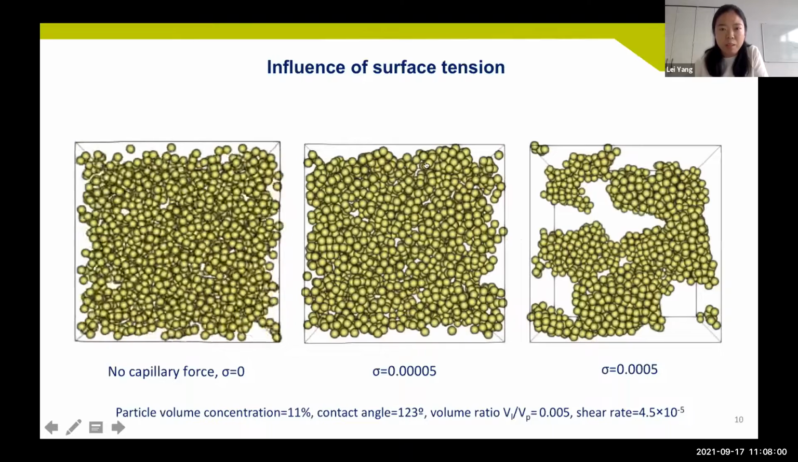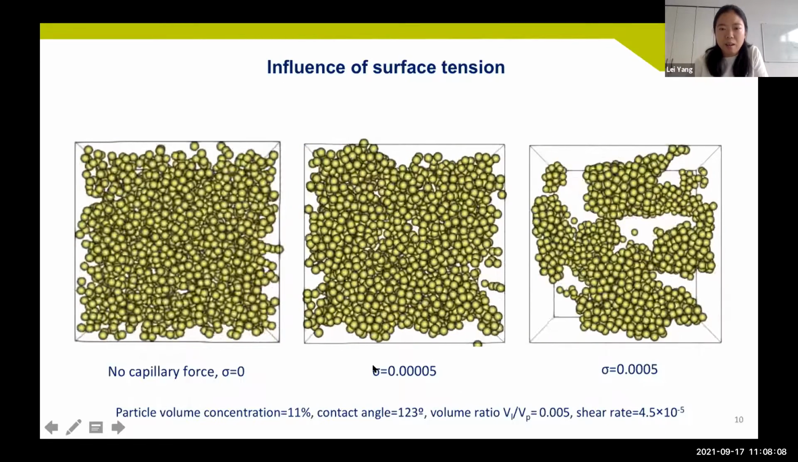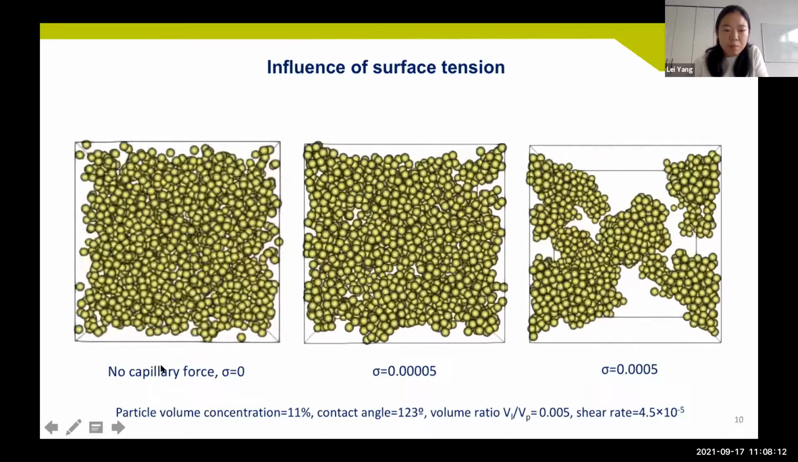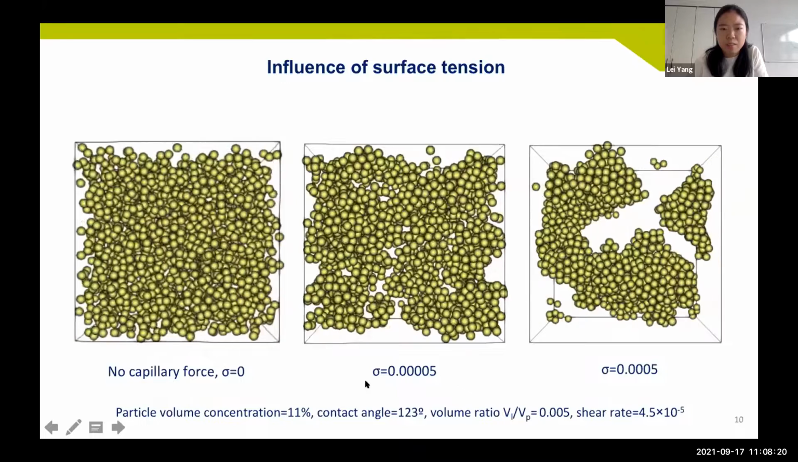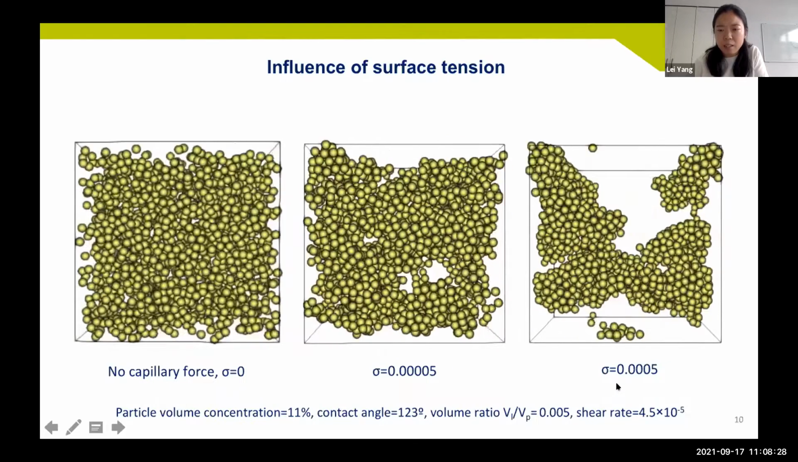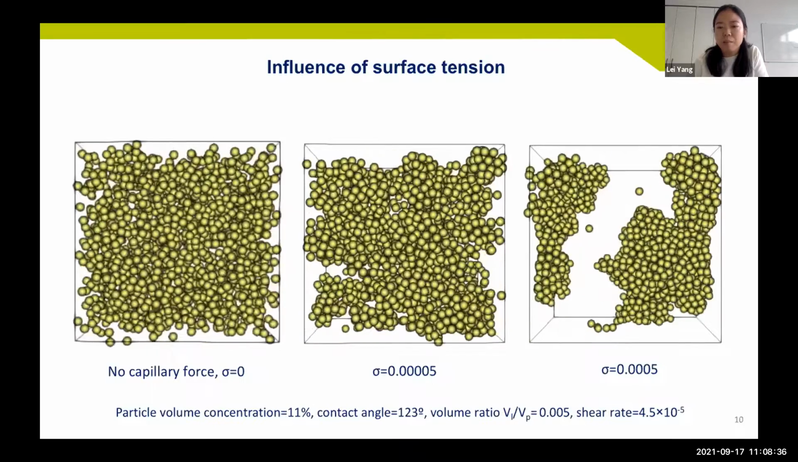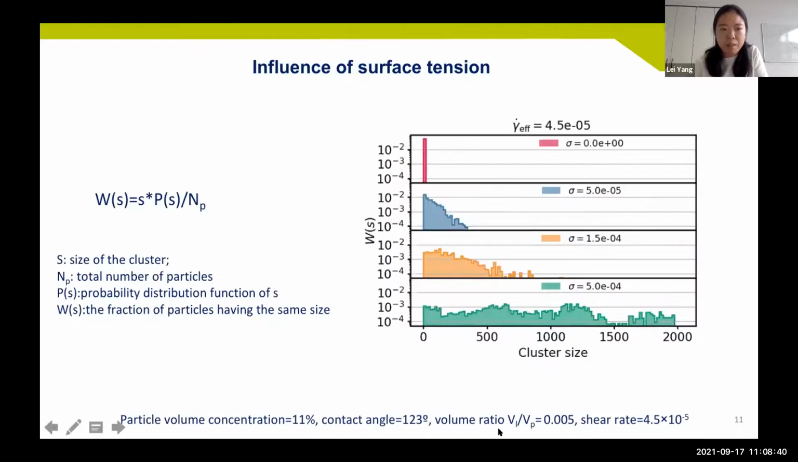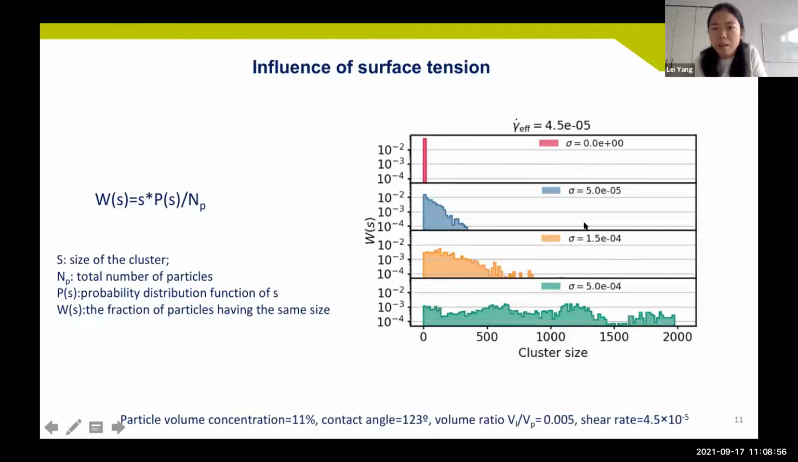Then we look at the influence of the surface tension, which means we have a higher capillary force. Without capillary interaction, we can see from the movie that the particles are homogeneously distributed in the system. However, if we increase the surface tension, we observe clusters, and especially at quite high capillary interaction, big clusters are observed, and the clusters tend to be more well separated. If we look at the fraction of particles which have the same cluster size, we found the cluster size increases steadily with increasing capillary interaction.